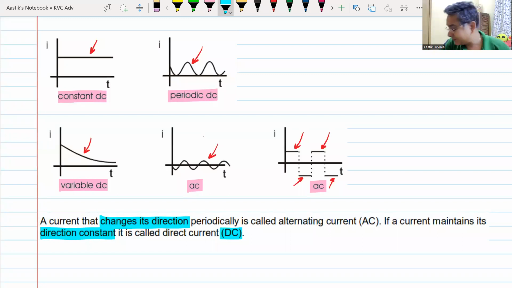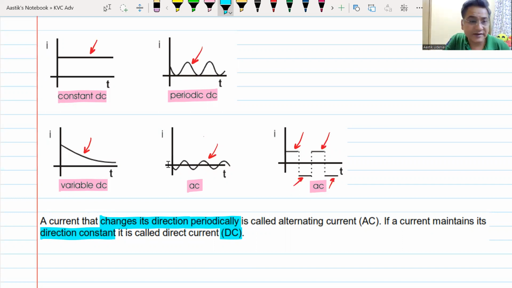Now there is one more thing that you have to understand here, that it should change its direction periodically. Now I'll show you some examples of alternating current and alternating voltage, and we'll try to understand whether it's an alternating current or alternating voltage or not.